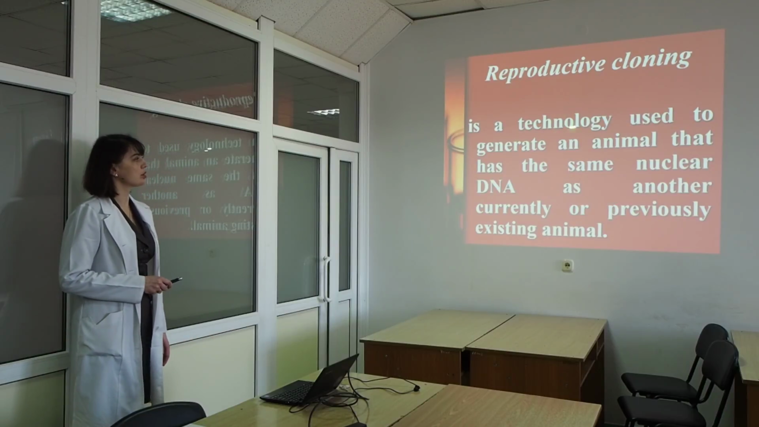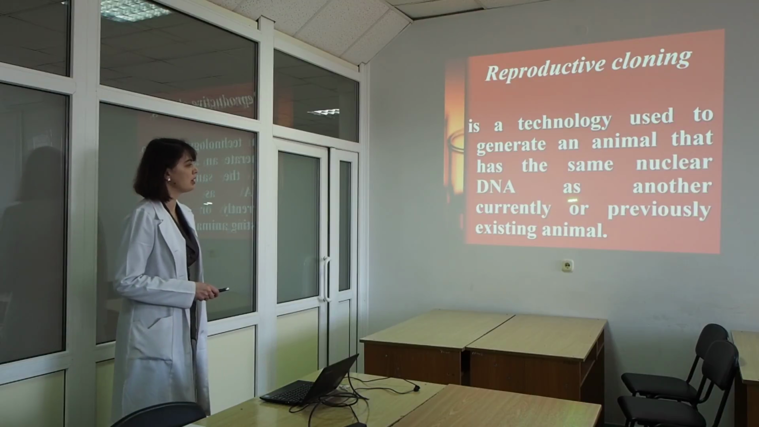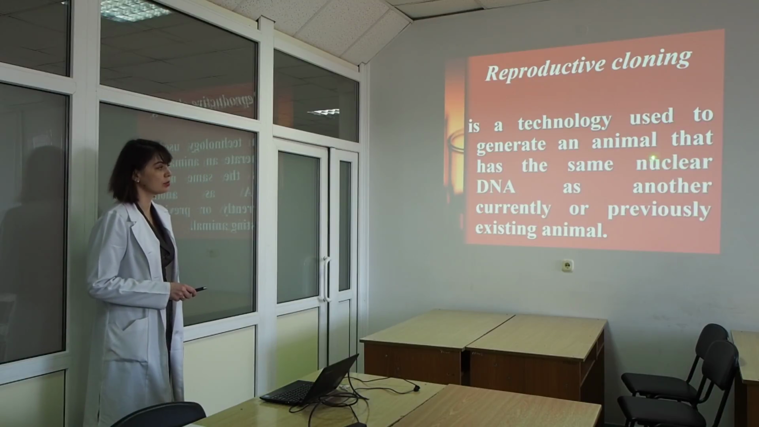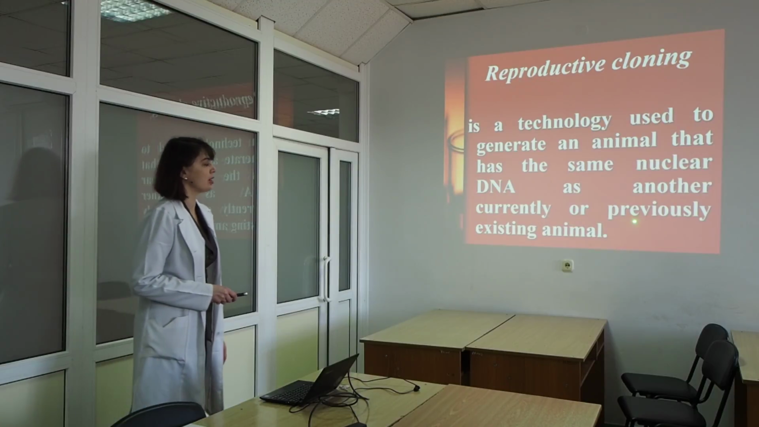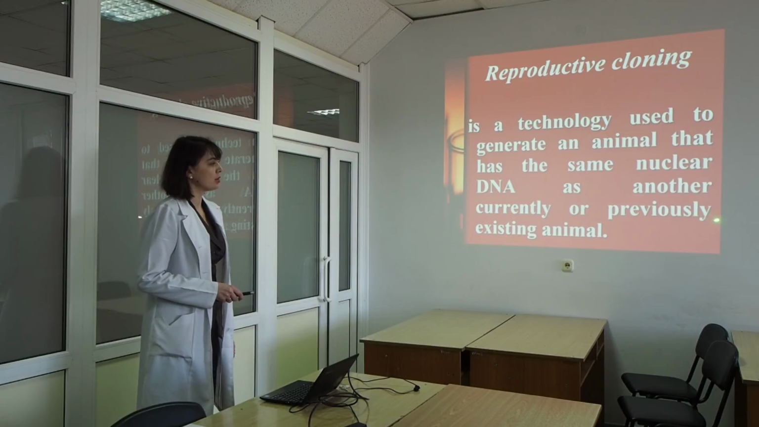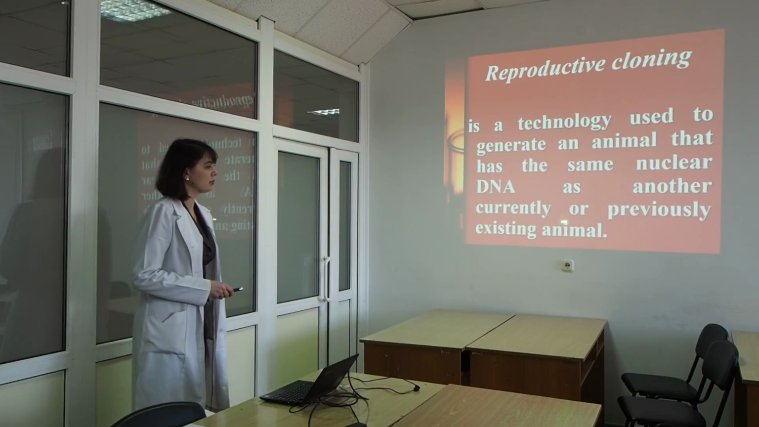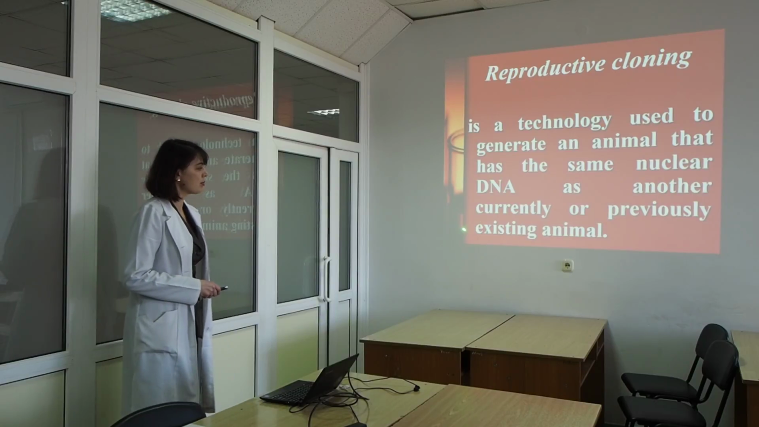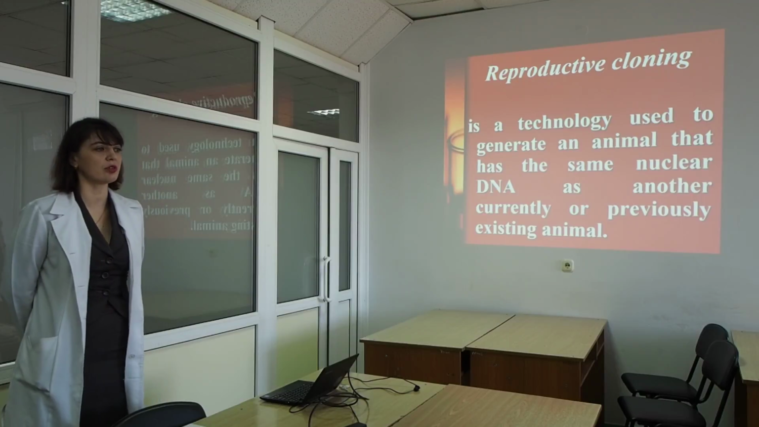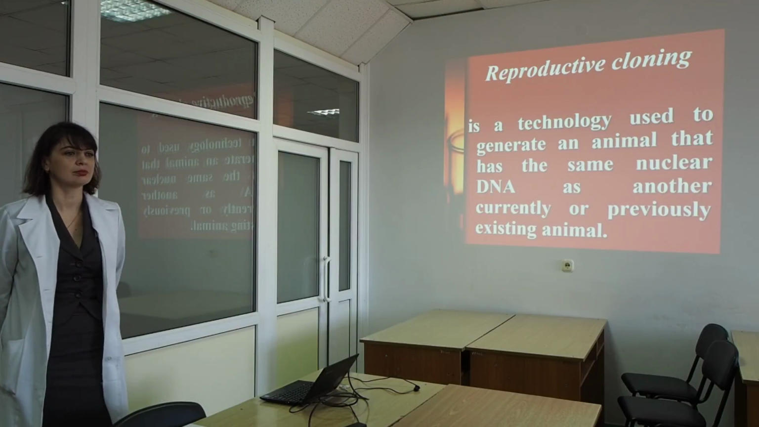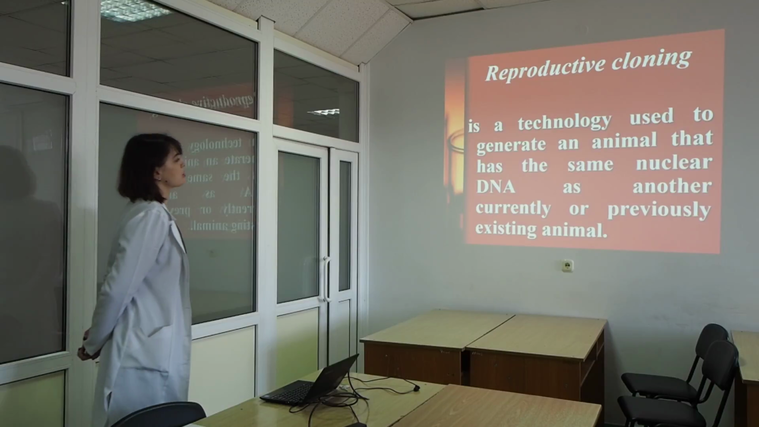Reproductive cloning is technology used to generate an animal that has the same nuclear DNA, what is important here, as another currently or previously existing animal. It means that we theoretically can take DNA from some extinct species, for example, and create them de novo, but just in theory. But in this definition, this approach is written.